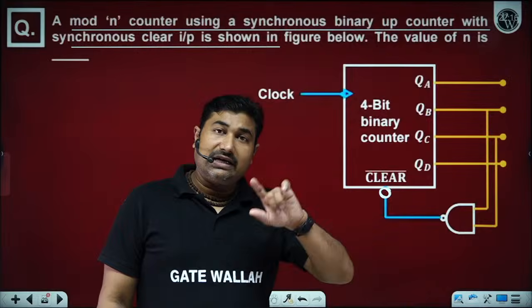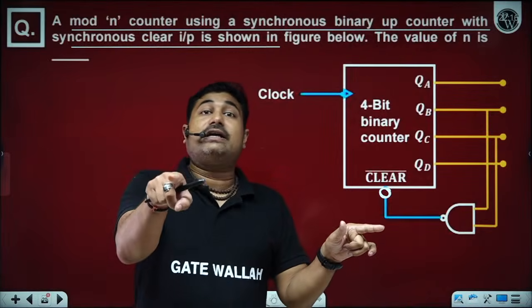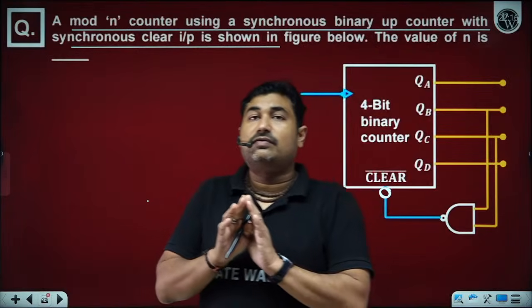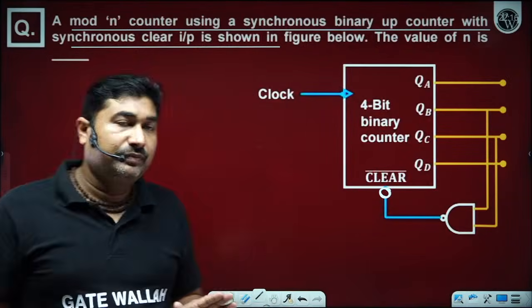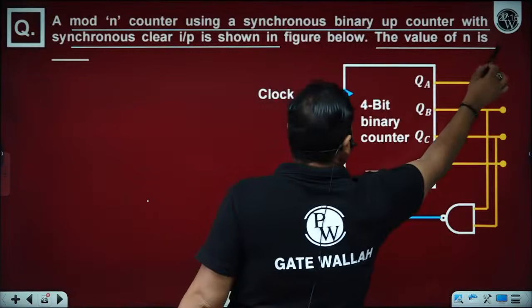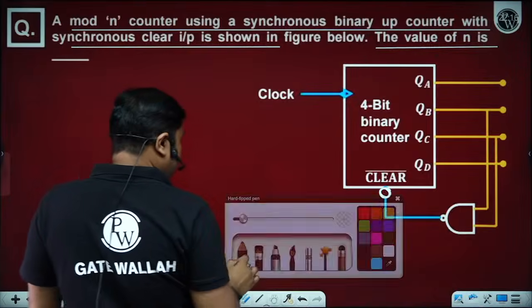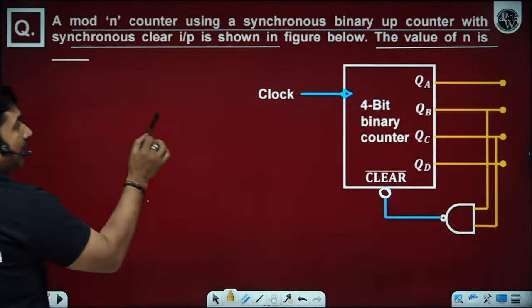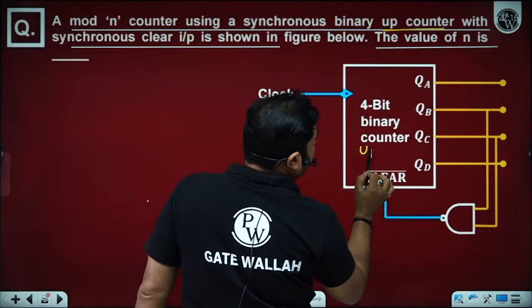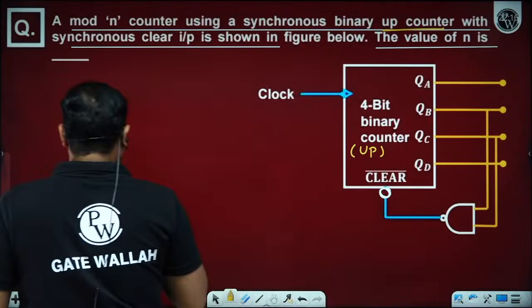So when the clear condition appears and a clock is applied, only then in a synchronous counter do all the flip-flops get cleared. You have to find out the value of mod n. Now please observe here. We are using a binary up counter.